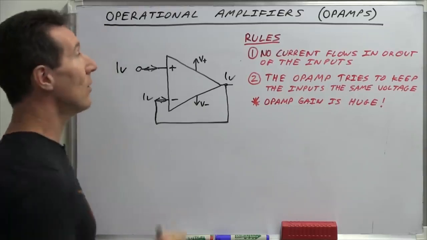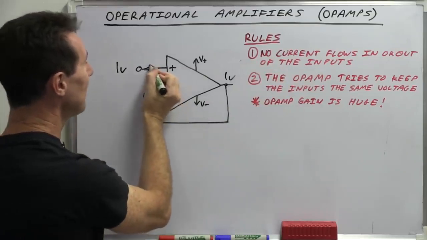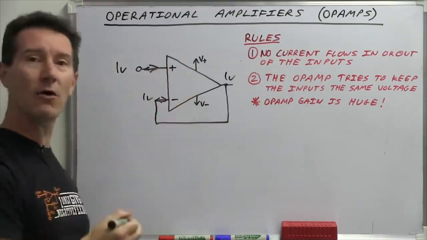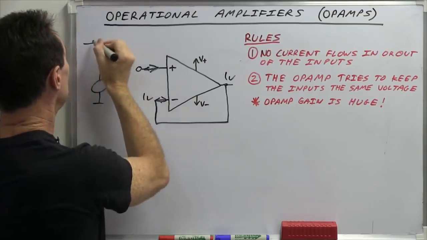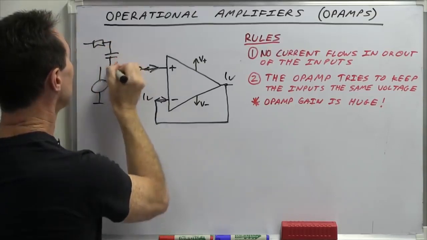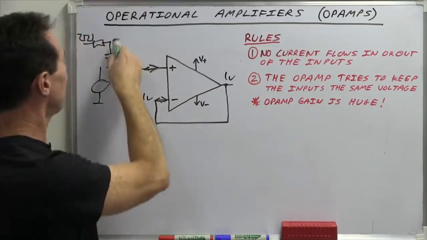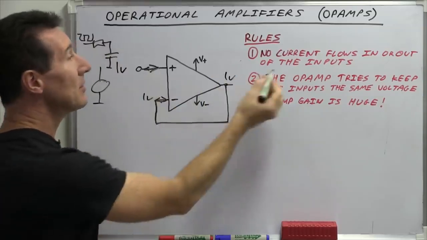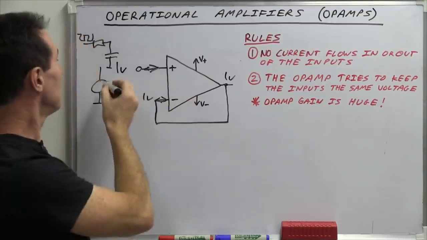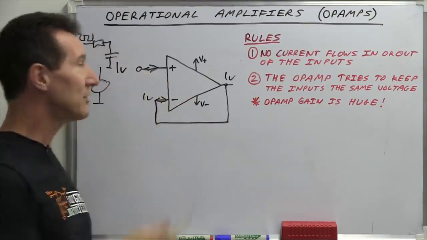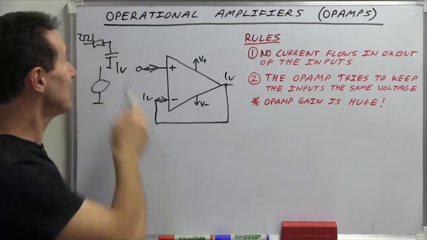What use is that? Well, rule number 1. No current flows in or out of the inputs. So if you've got a load over here, it could be some sort of sensor or whatever. It could be a low pass filter, for example, where you feed in a pulse width modulated signal from your microcontroller or something like that, and then you want to buffer that voltage off there. Because no current flows into the input, this op-amp does not disturb your sensor or your circuit that you're actually trying to do.